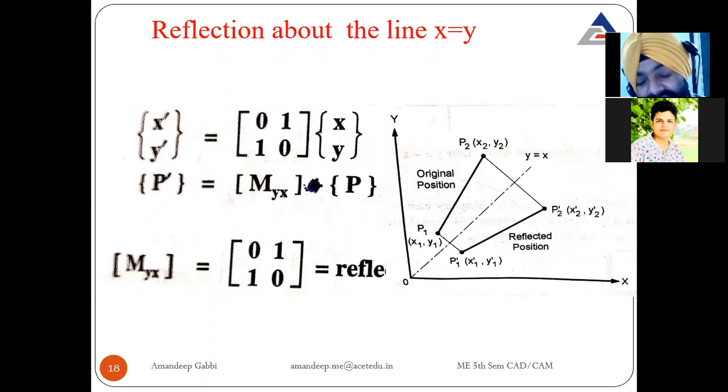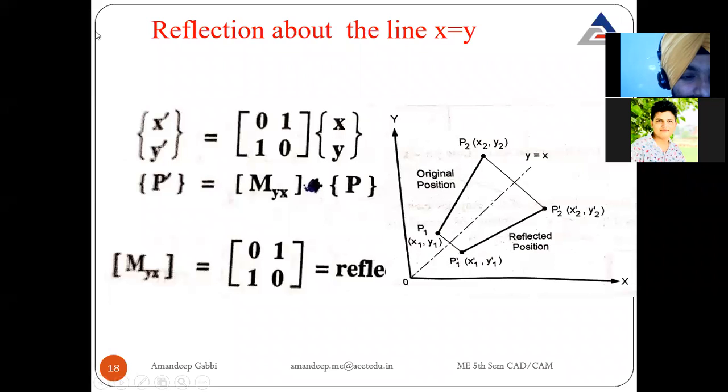Now reflection about x is equal to y. You have a line P1, P2, with P1 having coordinates x1 and y1, and P2 having x2 and y2, and these are to be reflected to P1 dash, x1 dash, y1 dash, and P2 dash, x2 dash, y2 dash. Now, if it is to be reflected about x is equal to y, then the matrix should be this. Initially we were using the unit matrix and adding a minus sign to either x or y. Now it is not a unit matrix. It is 0, 1, 1, 0. Whatever the value is, it will become the opposite of that. Now, x will become y and y will become x.